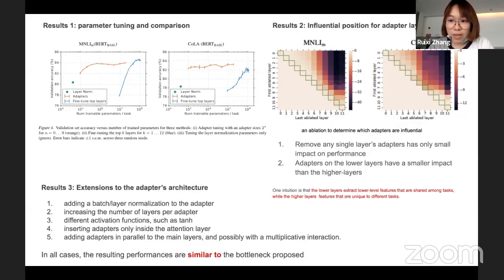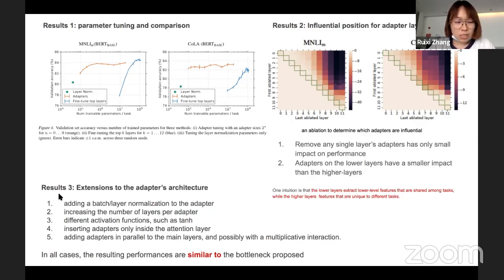Similarly on another task here. I think one intuition is that the lower layers extract lower level features, which could be shared among all of the tasks, while the higher layer features are unique to each task. So when we remove those higher layers, it will have a larger impact on the performance.